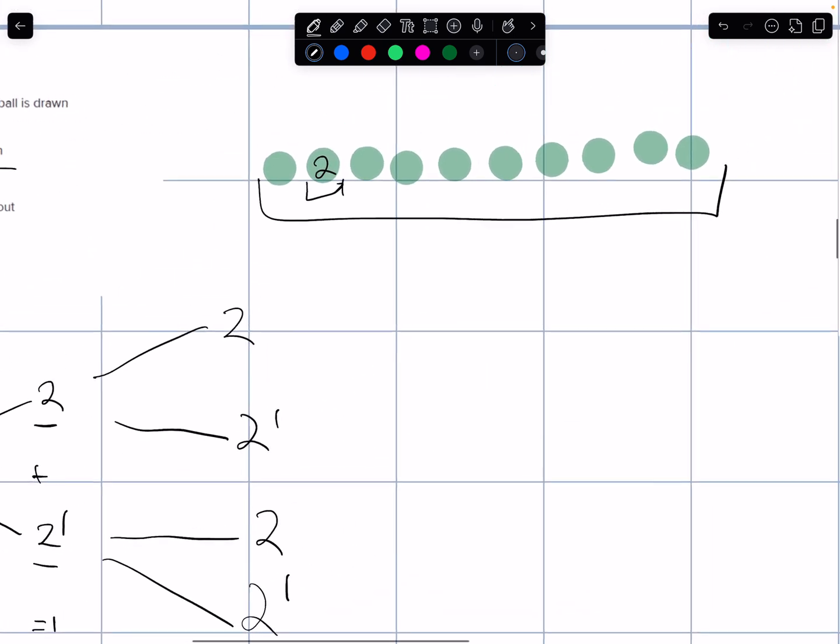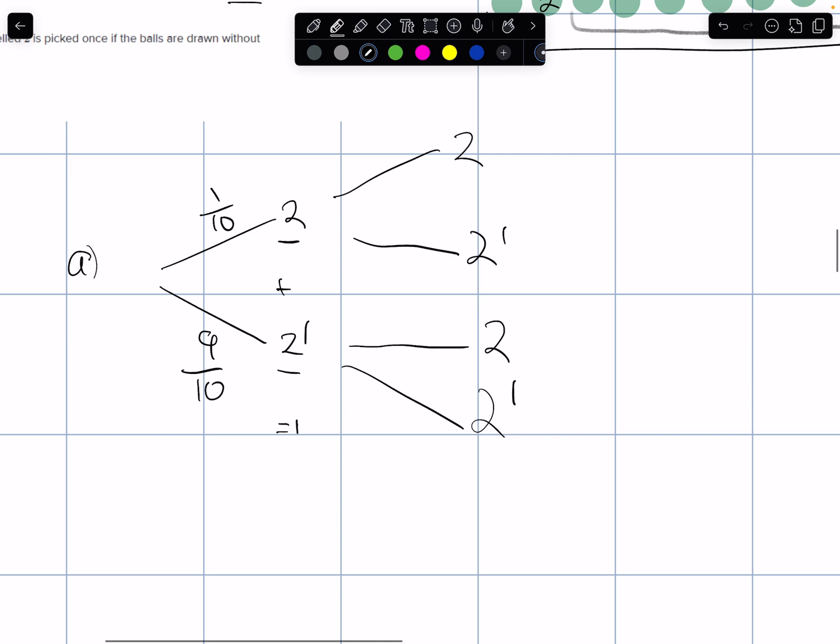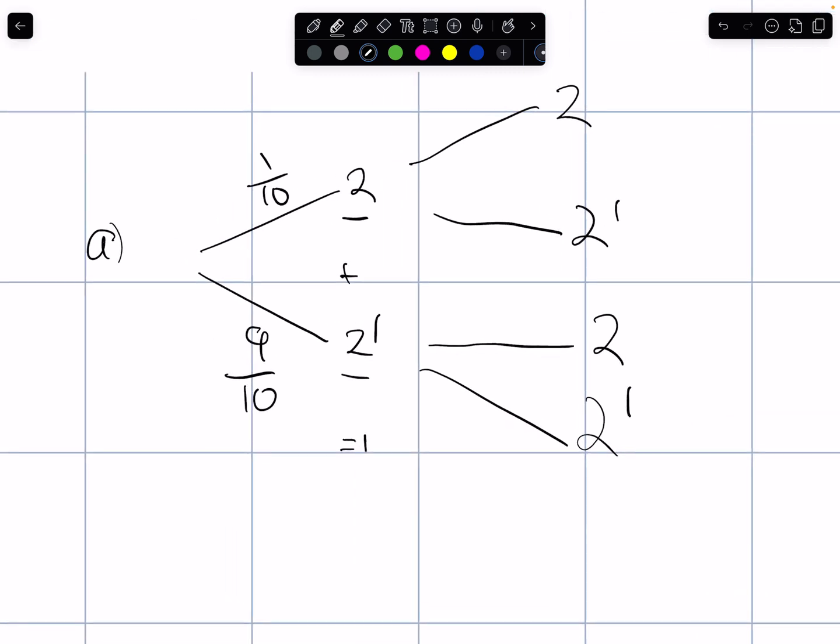Now we can show that here, because the probability of not picking a 2 is all of these out of 10, which is 1, 2, 3, 4, 5, 6, 7, 8, 9. 9 out of 10. And we also know that 1 out of 10 plus 9 out of 10 is equal to 1.